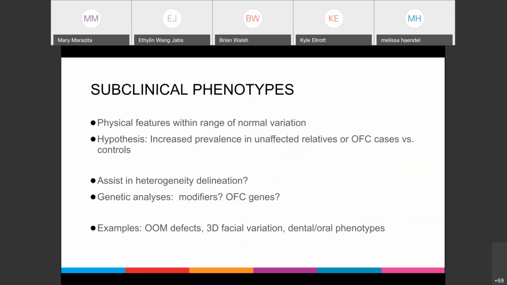So we hope that these can help us assist in heterogeneity delineation and in our genetic analyses, and more importantly, for some of the goals that are in the title of this workshop, being able to get to truly personalized genetic information. Because everybody has a different raft of subclinical phenotypes, subphenotypes, and other characteristics.